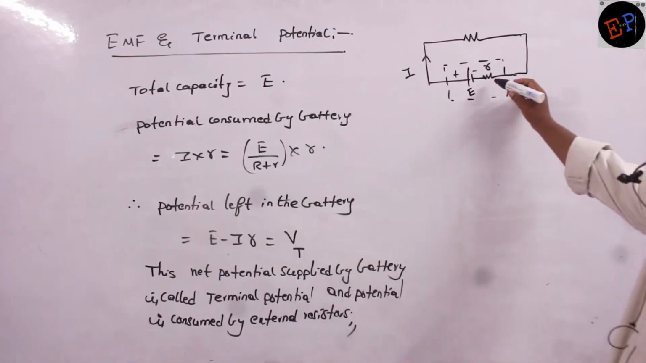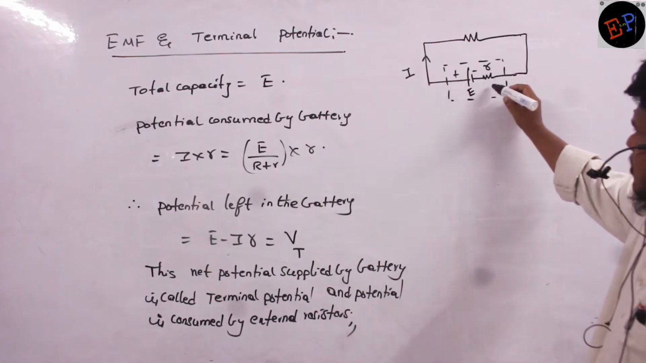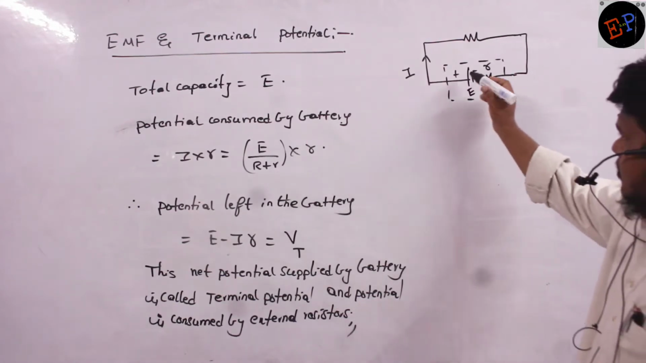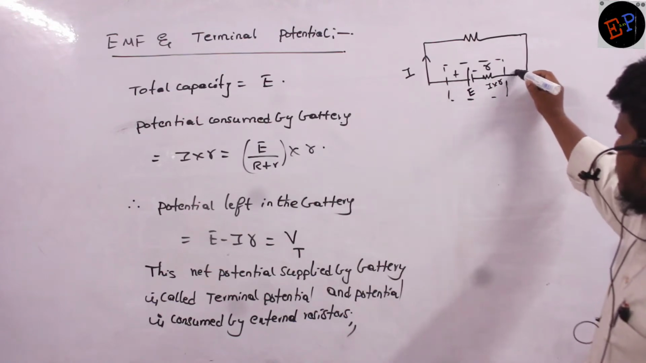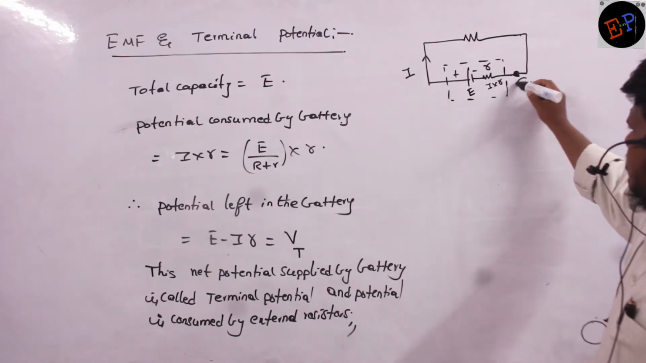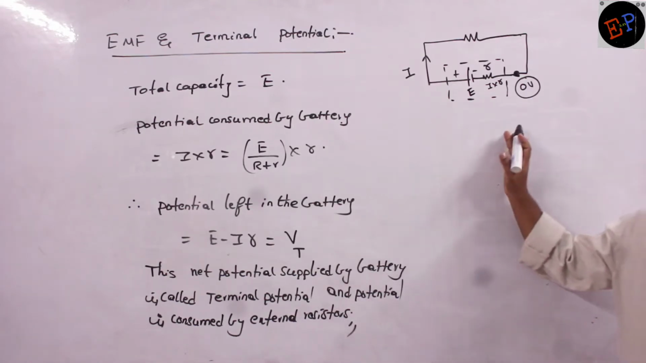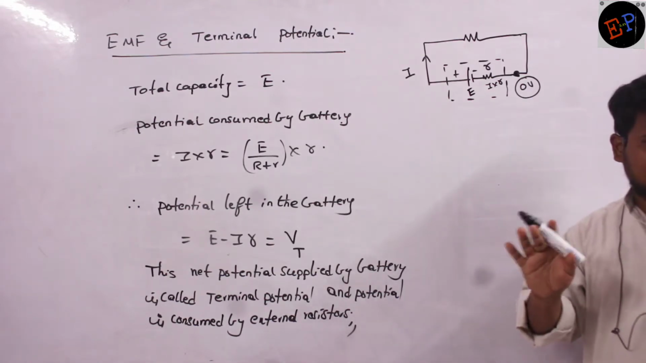So what is the potential difference inside this battery? It is I into small r. Remaining potential will be how much? If I consider here potential is 0 volts. Potential is always a reference value, no? Already we discussed, no? Without reference, you can never define potential. Are you able to understand?